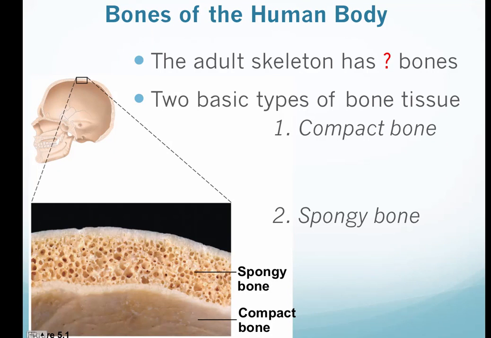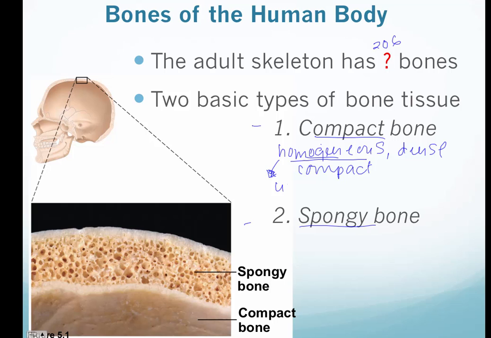And if you look at the bones of the human body, how many does our skeleton have in all? We actually have 206 all in all. And they're all composed of two different types of bone tissues. They're either kind of a combination of compact bone and spongy bone, or they can have one or the other. And so what compact bone is, it's a homogeneous, dense bone. So it's homogeneous, it's dense, and just like its name, it's compact. And so homogeneous, what does that mean? That means it's all made of the same composition, uniform composition.